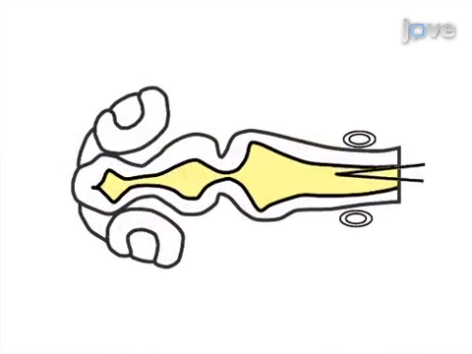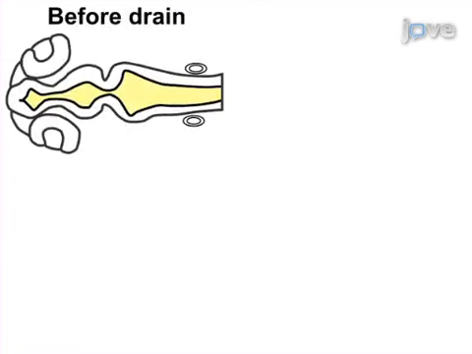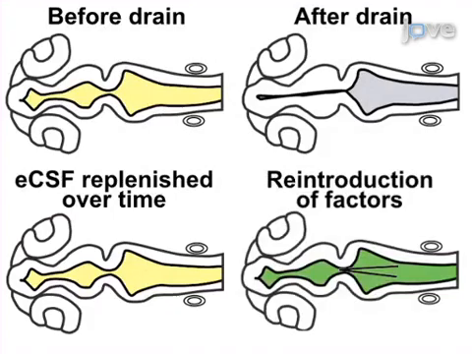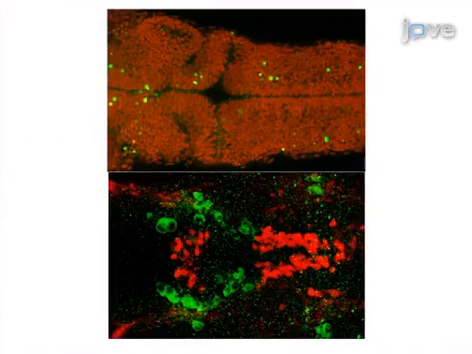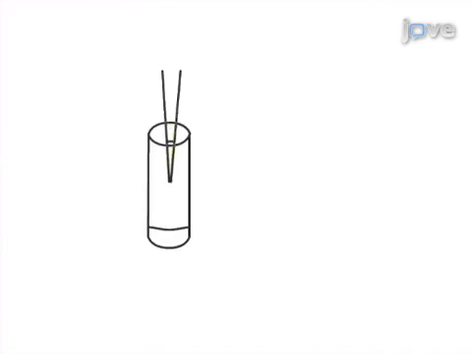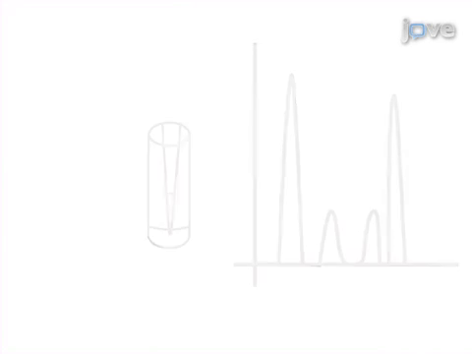Then, potential factors are reintroduced into the drained brain ventricles. Finally, the effect of the removal of ECSF and reintroduction of factors on brain development is analyzed. Ultimately, the function of zebrafish ECSF can be shown through monitoring aspects of brain development such as cell division, death, and neurogenesis. Additionally, ECSF content can be determined by mass spectrometry.